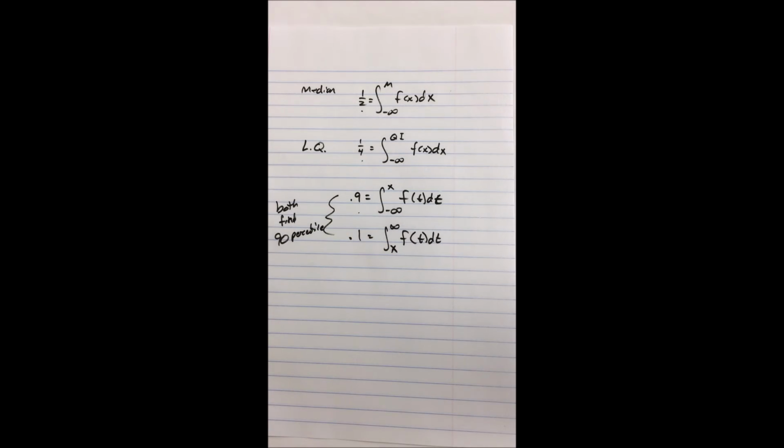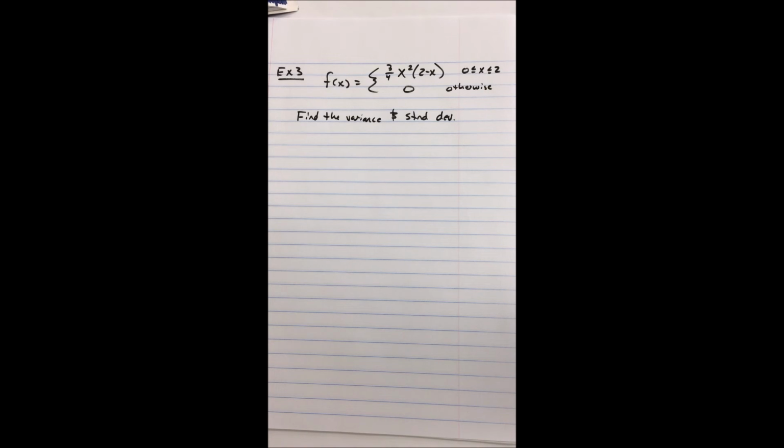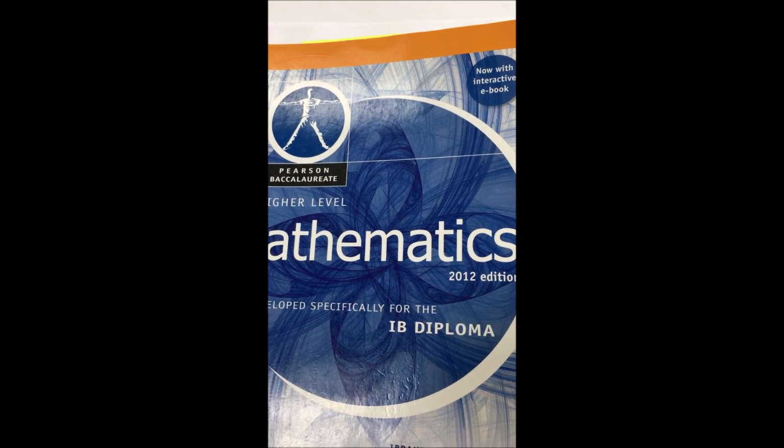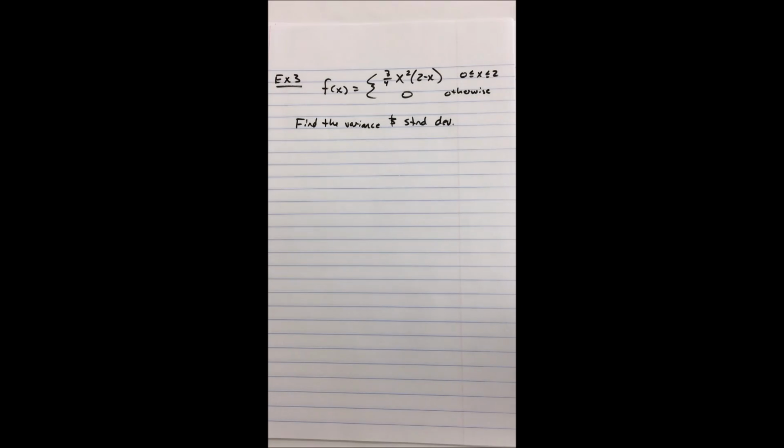Okay, so that's just a quick note before we get to our final example. Okay, and here's the final example that we're going to do. This is coming from the same textbook, this book right here, and it's asking us to find both the variance and the standard deviation for this particular probability density function.